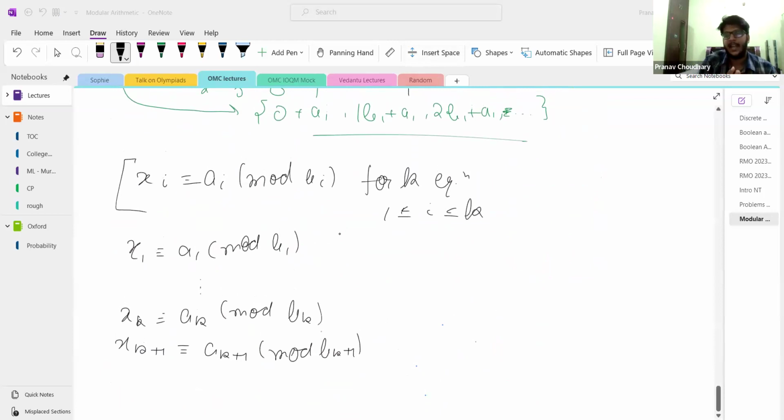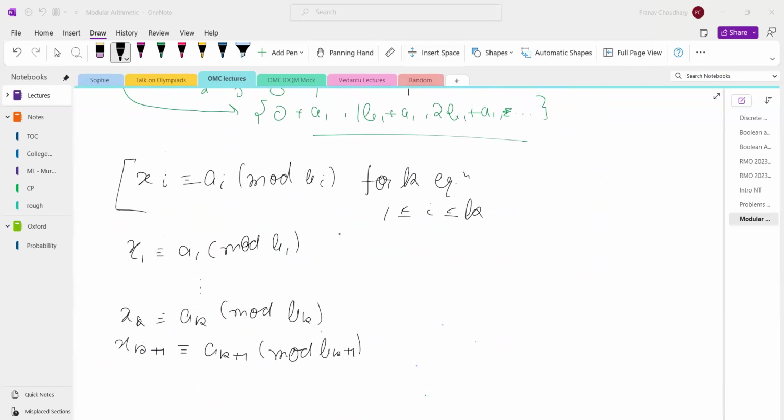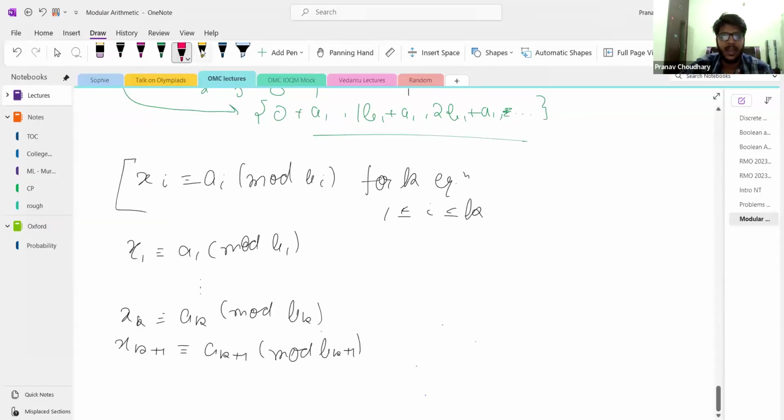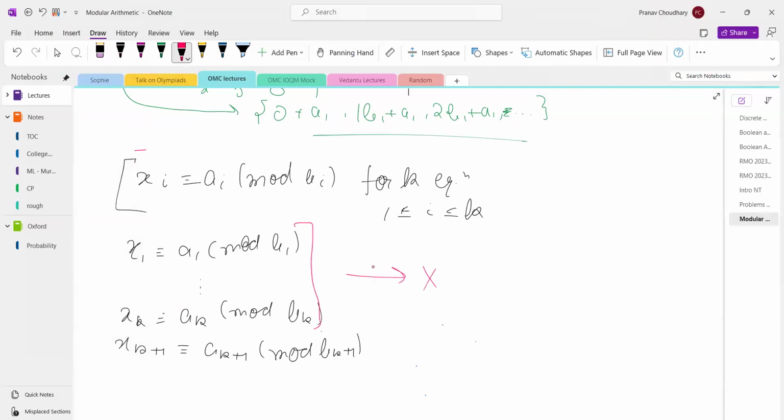Okay, I proved the base case, right? That if I have two modular equations, I can find a solution. Now I want to prove it for any number of equations. So inductively, I say if I have k equations, I have a solution. If I only have these k equations, I can find a solution x which satisfies all these equations.